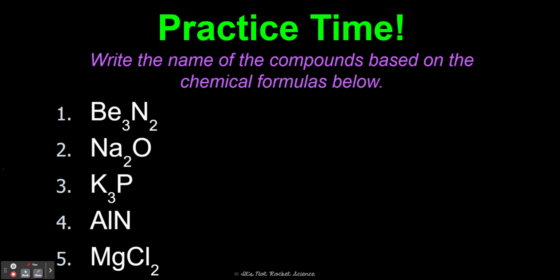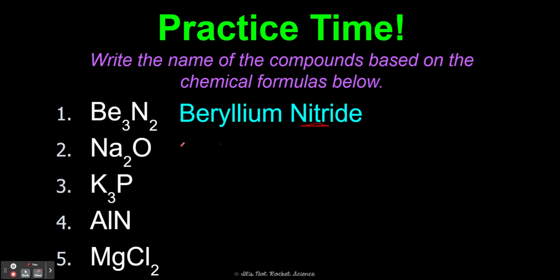Okay, so I'll run through these somewhat quickly because this is pretty straightforward, right? Be is beryllium, N is nitrogen, so beryllium nitride. This is one of the ones that gets a little shortened. It's not nitrogenide, it's nitride. Okay, here's sodium and oxygen, so sodium oxide.